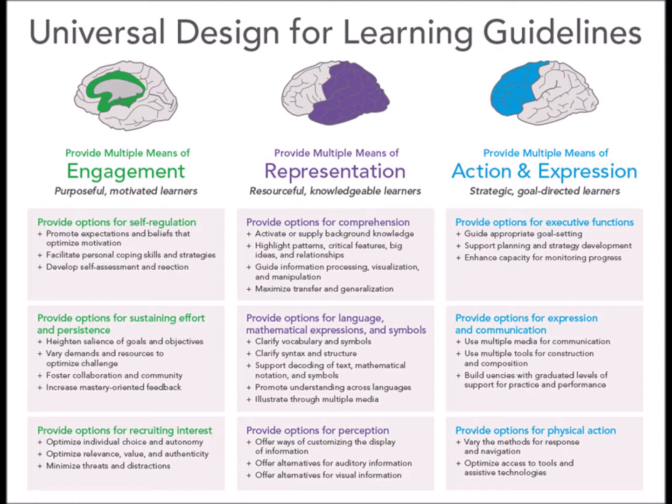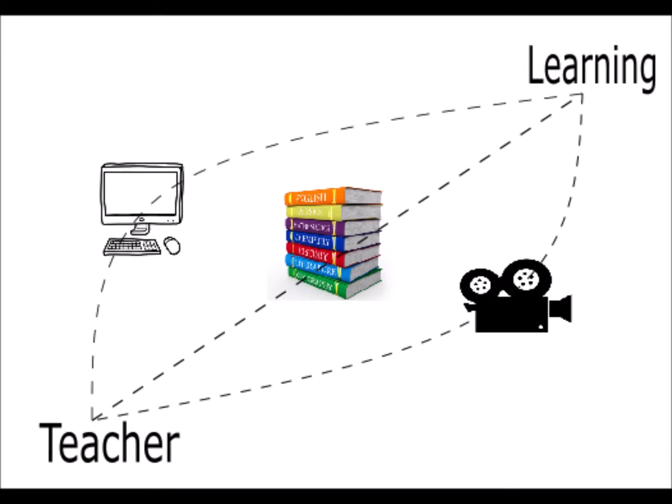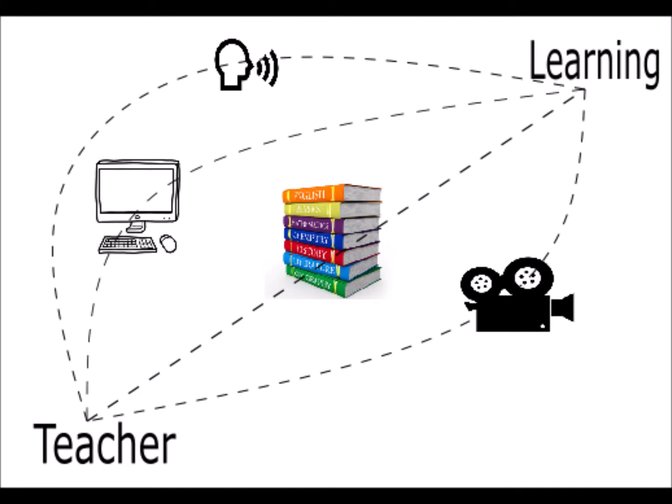The simplest way to define the Universal Design for Learning is a framework to provide multiple means of learning to students. This can include digital learning, creative outlets such as film or music, and text-to-speech or other auditory learning, to name a few.